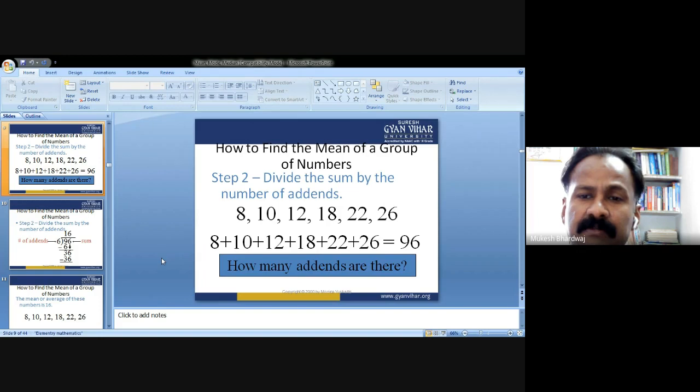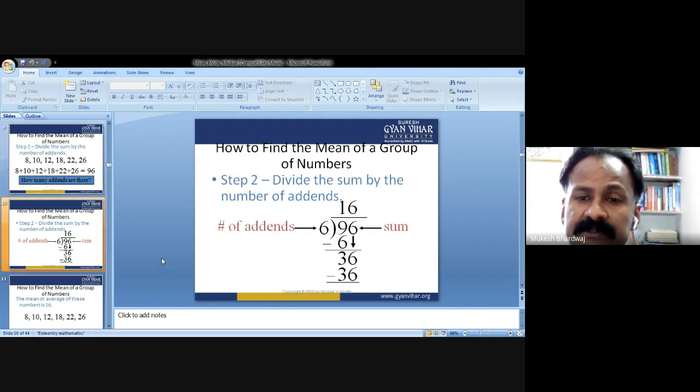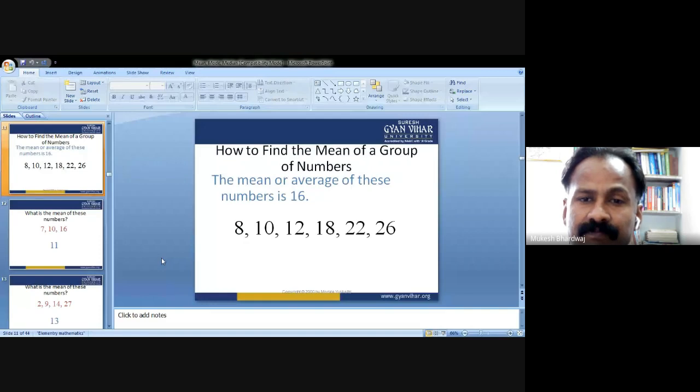Now divide the sum by the number of addends. How many addends are there? There are 6 addends. So 96 will be divided by 6, and the answer that comes out is known as the average. Okay. So here you just see that 16 is the average. Clear? The mean or average of these numbers is 16.